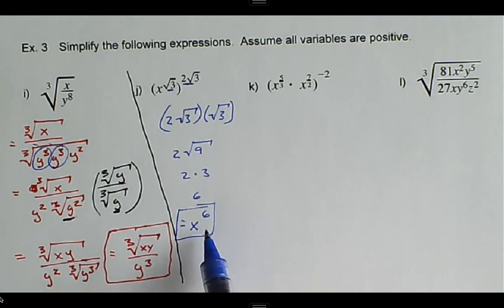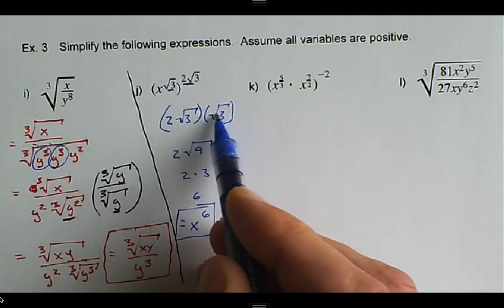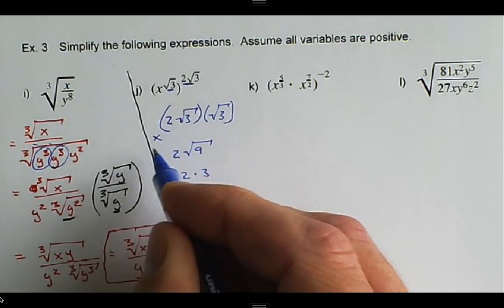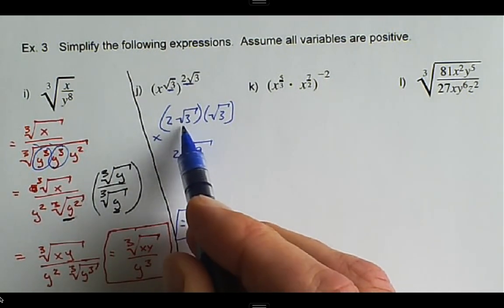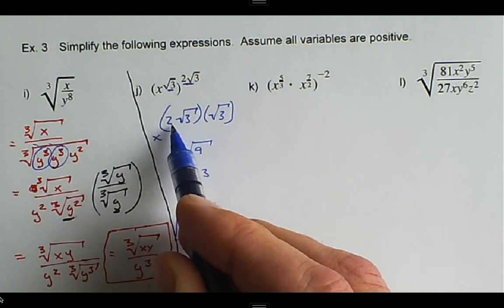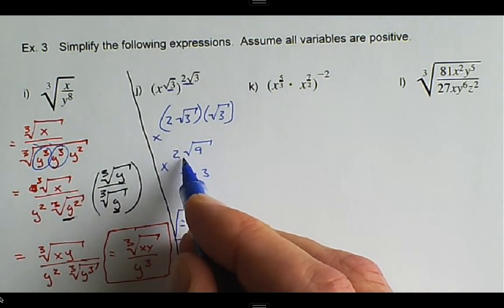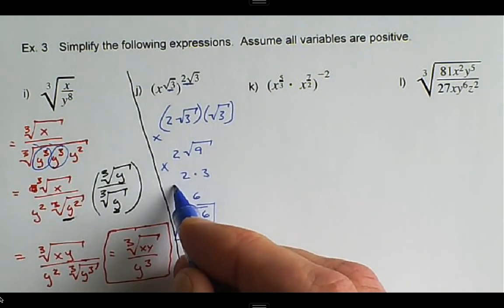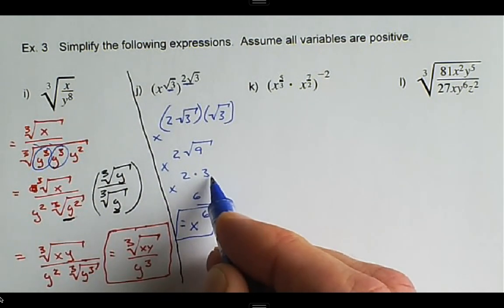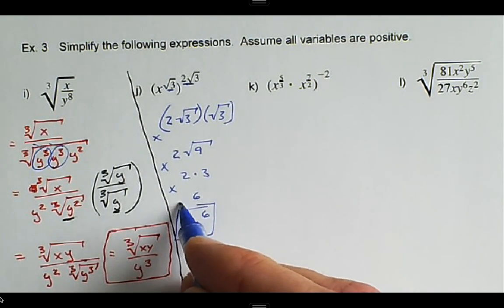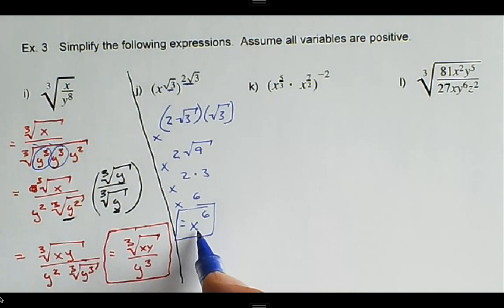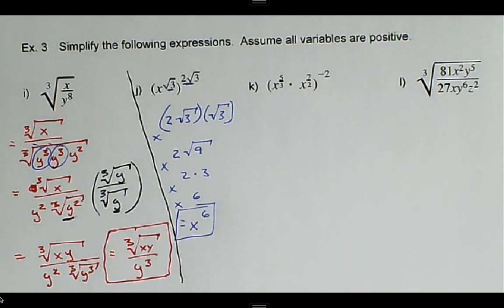If you're wondering where the x came from, the x was there the whole time. We just rewrote the exponent. So that was x raised to the 2 times the square root of 3 times the square root of 3, x raised to the 2 square root of 9, x raised to the 2 times 3, and then x raised to the 6, and then that was our solution.